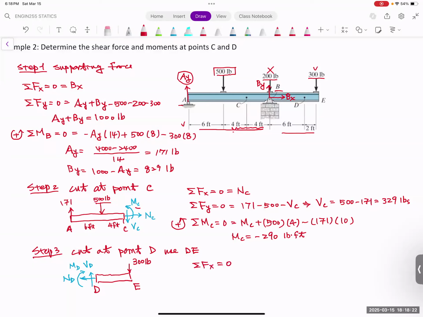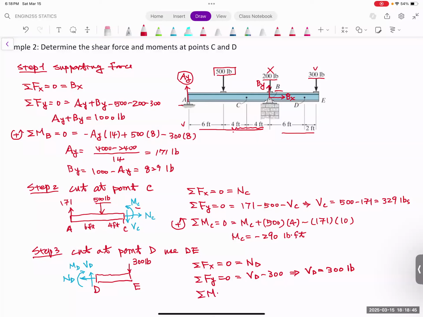Summation of F in x equal to 0: we only have one, which is N sub D equal to 0. Summation of F in y equal to 0: we have two, which is V sub D minus 300 equal to 0. So our V sub D is equal to 300 pounds. Always remember your unit at the end for the final answer.